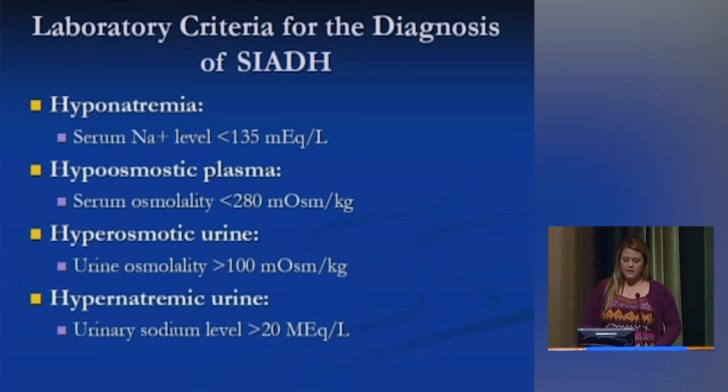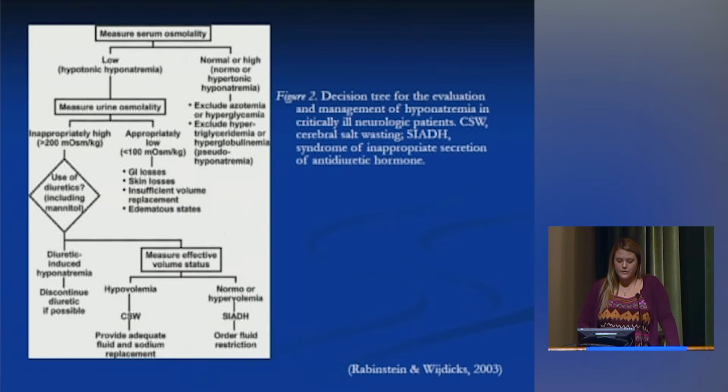You're going to look at the lab criteria. I'm not going to go through the exact numbers because they do tend to vary slightly based on which institution you work for, what the reference ranges are, but you just get the gist of it with the fact that there will be hyponatremia, your osm will be low in your plasma, it will be high in your urine, and you will have high sodium levels in your urine as well.